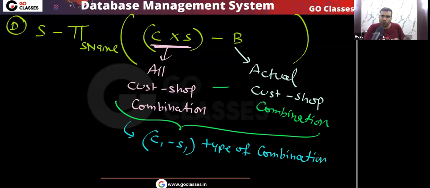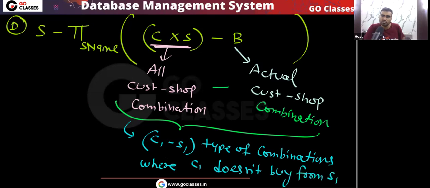C1 S1 type of combinations where C1 doesn't buy from S1. Do you agree? Where C1 doesn't buy from S1. Is this clear? Let me know.